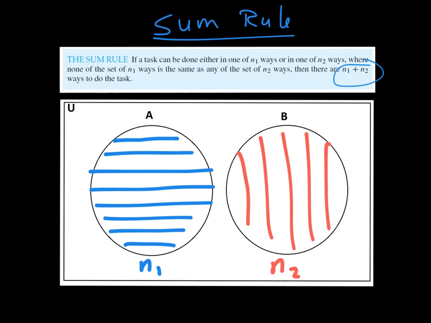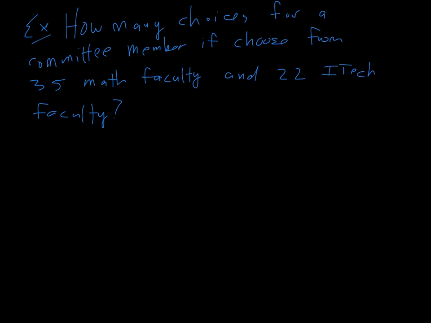All right, let's just see one quick example of this. Suppose that there's a committee that has to be chosen, and you have to choose someone from the math faculty or someone from the iTech faculty to be on the committee. How many choices are there for the committee member if there are 35 math faculty and 22 iTech faculty? Well, you're only choosing one person to be on the committee.